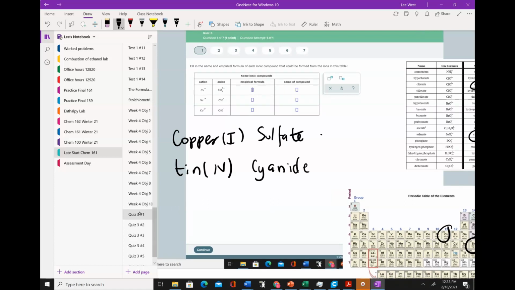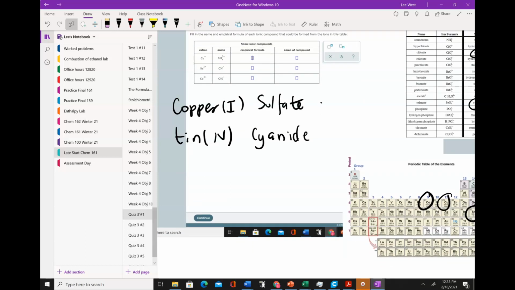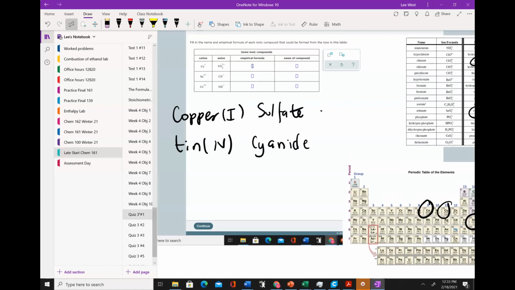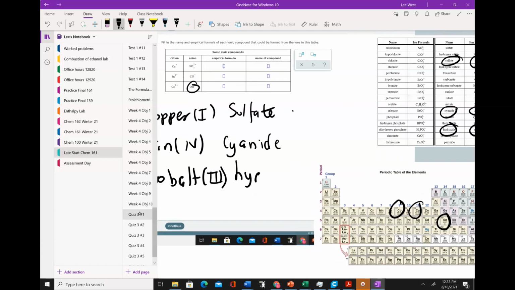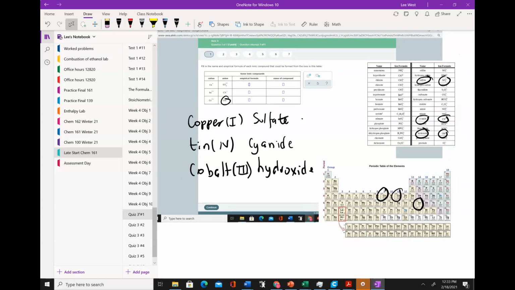Okay, cobalt is in the same row of the periodic table as copper, first row of the transition elements. It's also a variable charged cation, so we're going to have to put the charge in Roman numerals. Cobalt 3, and then the anion there is a polyatomic ion. It's the hydroxide anion. There it is, hydroxide. So cobalt 3 hydroxide. So there are my names. To name an ionic compound, you just give the name of the cation and follow it up with the name of the anion.